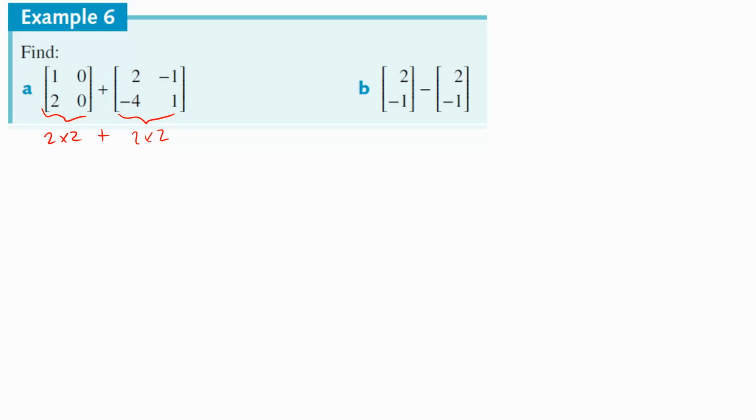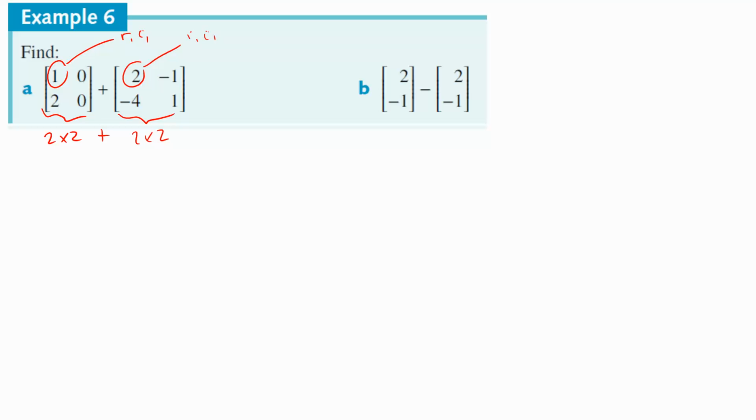But how do you add matrices? These are the entries. One is an entry, that's an entry, that's an entry, that's an entry. You add them correspondingly. Meaning, this is the row 1, column 1 entry. You add that with row 1, column 1 of the second matrix.